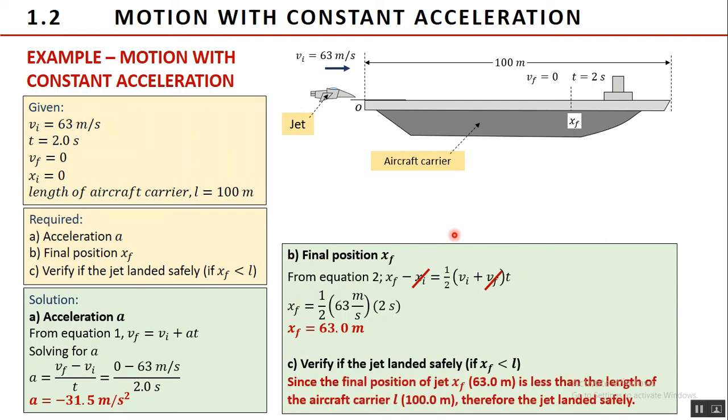Letter C, to verify if the jet landed safely, we just compare the final position of the jet and the length of the aircraft carrier. Since the final position of the jet, that is 63 meters, is less than the 100 meter length of the aircraft carrier, therefore the jet landed safely. Good thing there is an arresting cable that serves as added braking system.